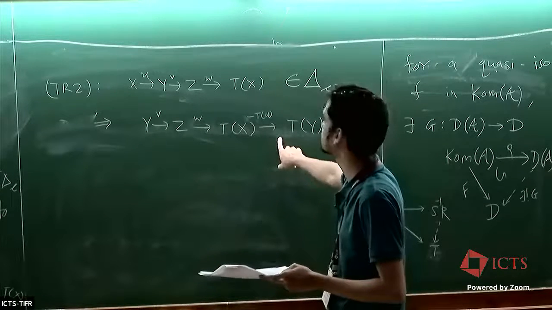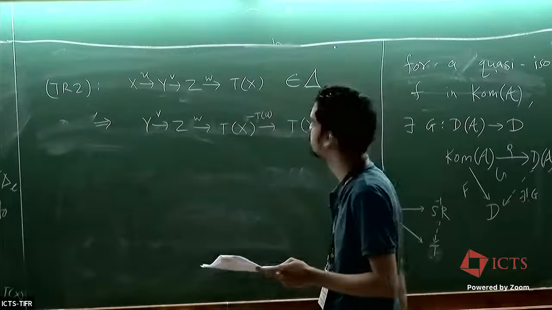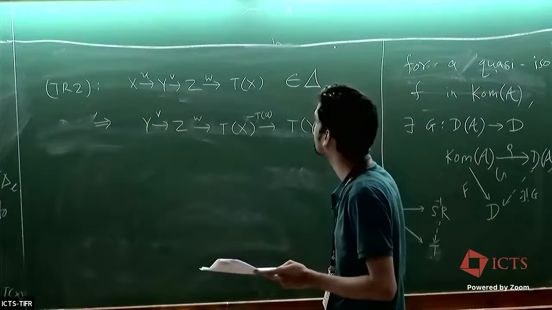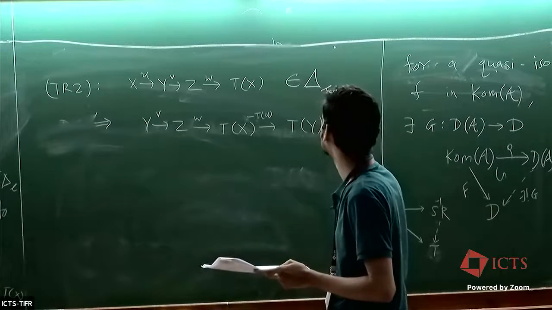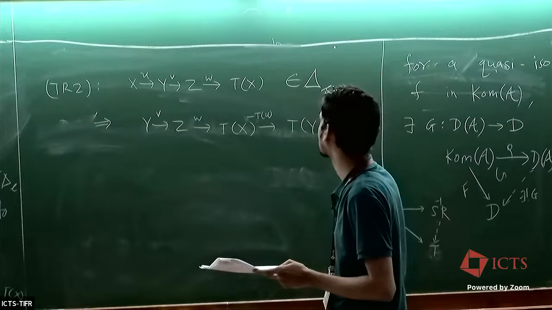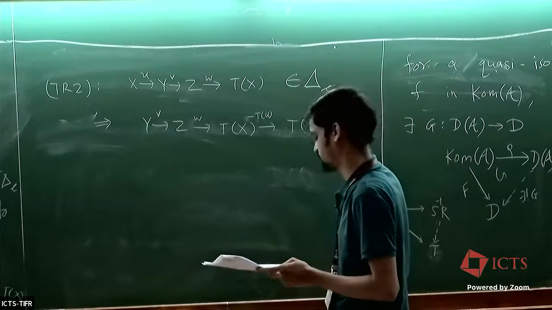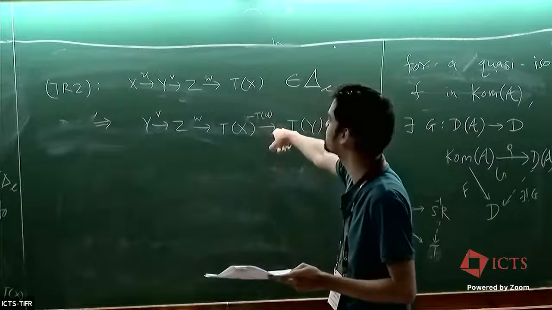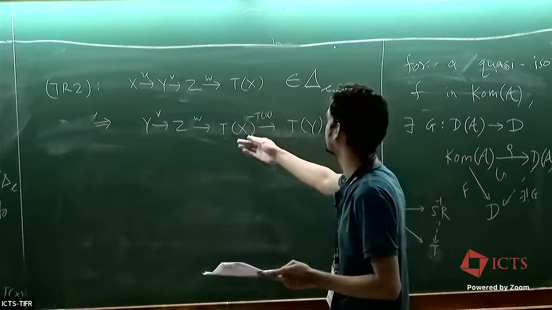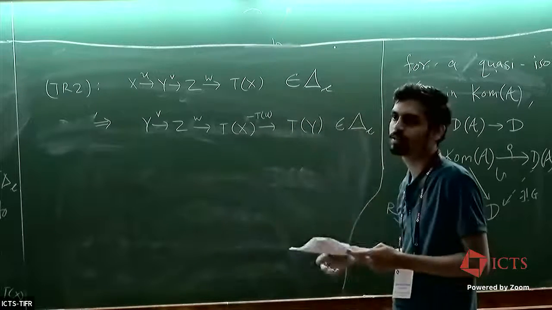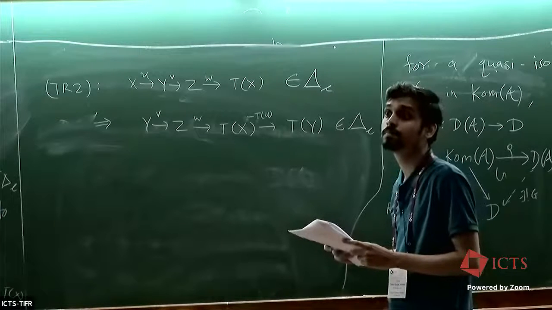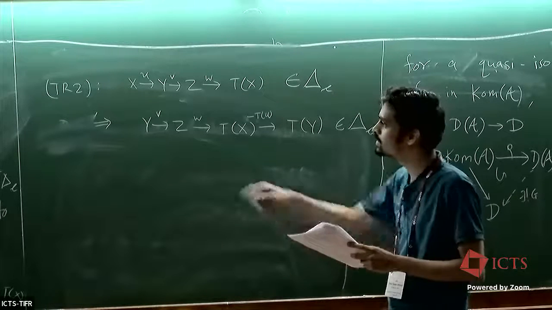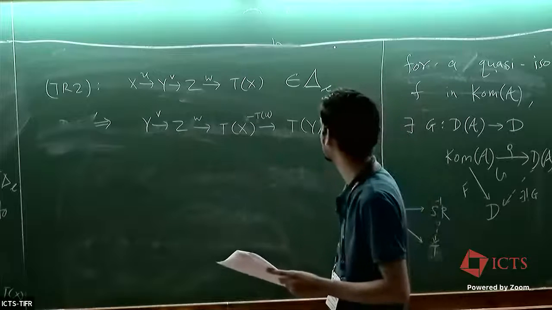Oh, you mean if this is a triangle, then this is a triangle? I'm just thinking if it follows from this, if I shift it. This T is an automorphism, so it might.